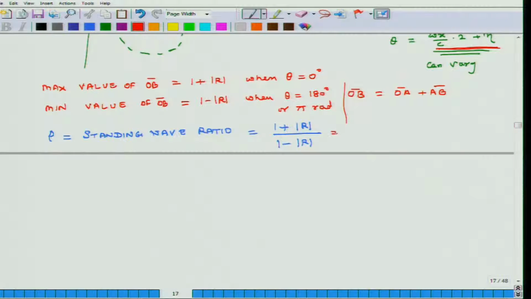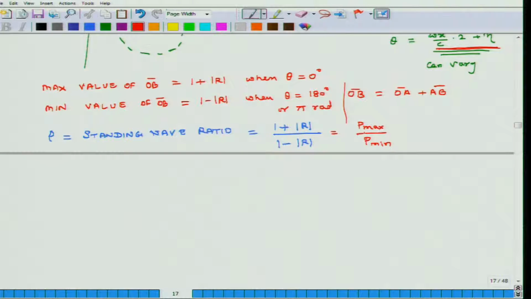So rho is equal to P max divided by P min. So at some value of x, P will be maximum. It will be maximum also at x equal to 0, at 360 degrees, at 720 degrees, and so on and so forth. And P will be minimum at some other location.